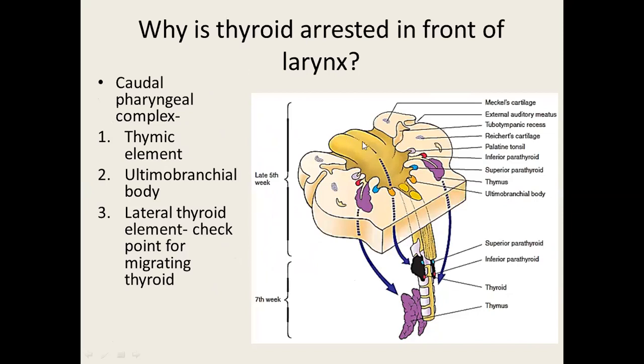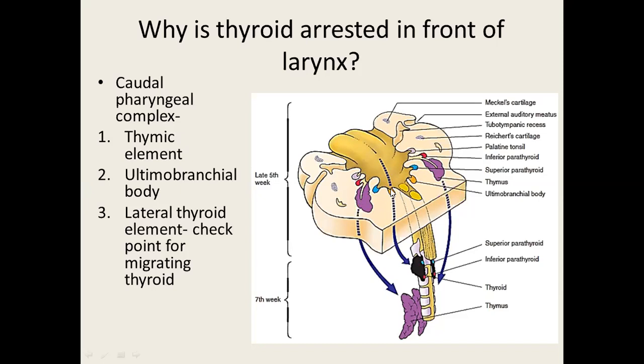This one you have to understand. This is the floor of the pharynx, taken as a longitudinal section. This one is the developing tongue. This is the first pharyngeal pouch, giving rise to the tubotympanic recess. The second pouch gives rise to the tonsillar fossa. The third pouch gives the inferior parathyroid and the thymic element, the dorsal and the ventral element respectively. This is the fourth pouch, the superior parathyroid representing the dorsal element. The ventral remnant is the caudal pharyngeal complex.